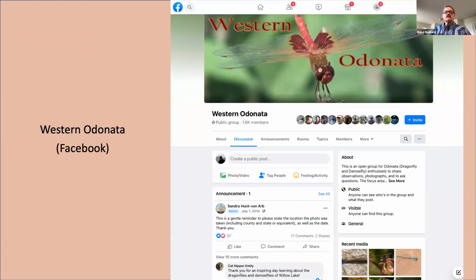The other one that's really good is a Facebook site dedicated to Western odonates. This is one where you can actually post a photograph and give your best guess at the identification. And if you're wrong, somebody with much more knowledge than we have will correct you very politely. It's a great place for learning, and it restricts its observations to Western Canada and the Western US, so quite appropriate for us.